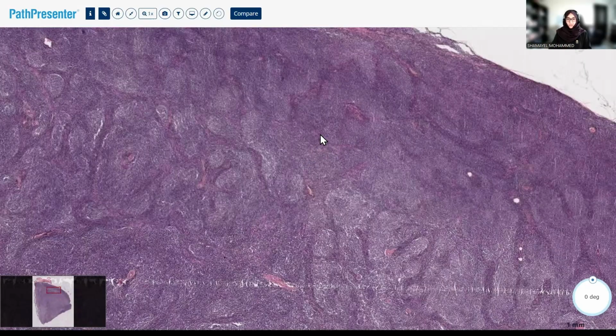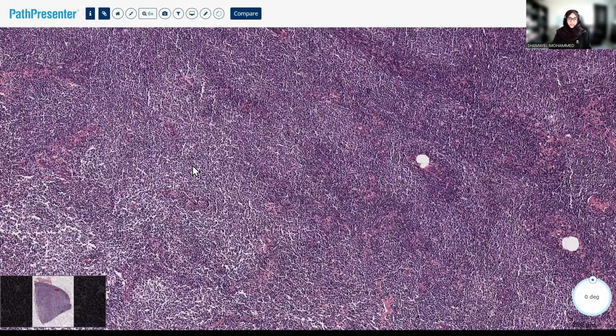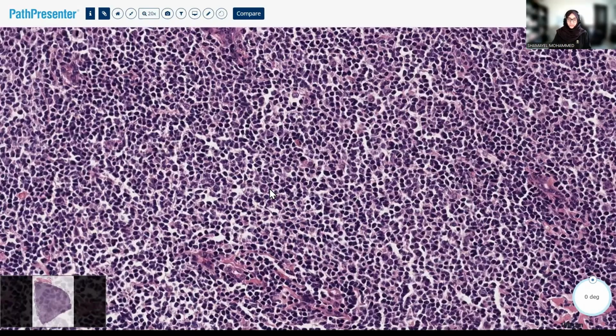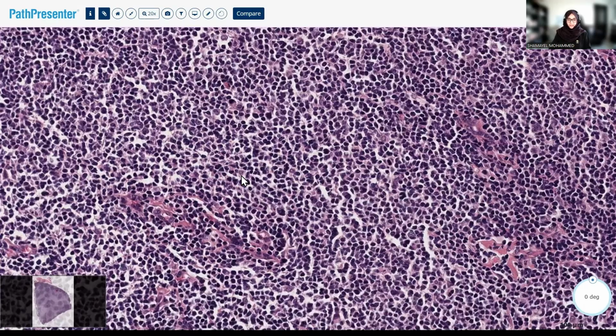And then let's go high power and see. So it has this round follicular or nodular pattern. The infiltrate mostly consists of small to medium-sized lymphoid cells. They have this irregular nuclear membrane or contours. They seem to have a mature clumped chromatin and not a lot of large cells within the infiltrate.